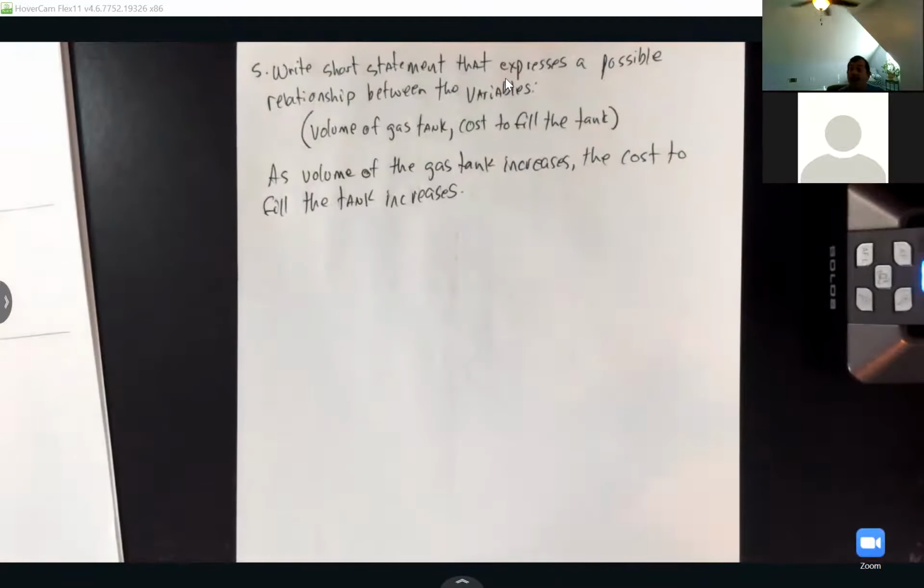So they sort of want us to use a little logic on this, okay? I'm not going to make a gas tank bigger and the cost to fill it decrease, right? So it makes sense that the bigger the tank, the higher the gas, okay?